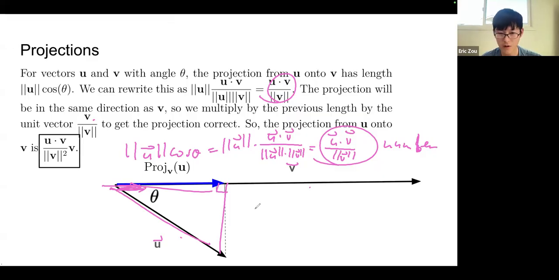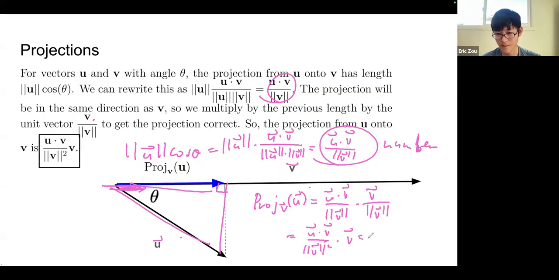So the actual projection of u onto v is u dot v over v norm times the unit vector in v, which is v over v norm. So this is u dot v over v norm squared times vector v. Or in other words, this is u dot v over v dot v times v. But this is technically the standard formula.